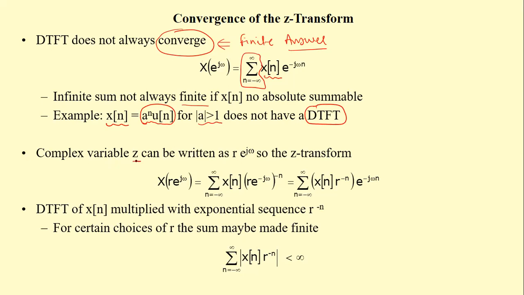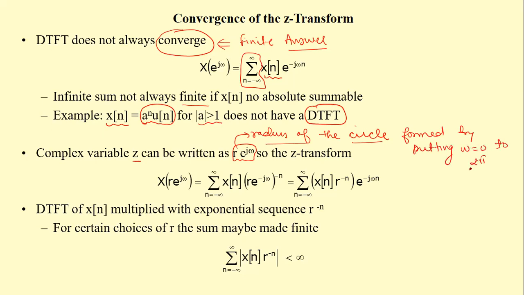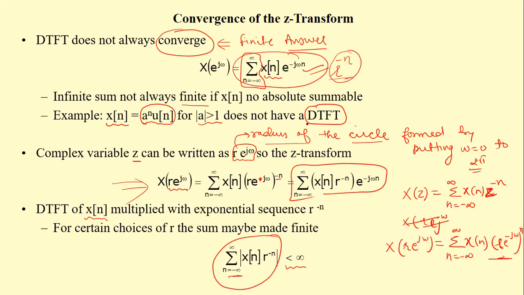Now, if we have this z, which is the complex variable, and we write it as r e raised to the power j omega, where r is the radius of the circle formed by omega is equal to 0 to 2 pi, right? Now the Z transform of this, if we replace z with r e raised to the power j omega in the equation, we have X of z is equal to summation n is equal to minus infinity to infinity x of n z raised to the power minus n. The given infinite summation will have a finite answer.